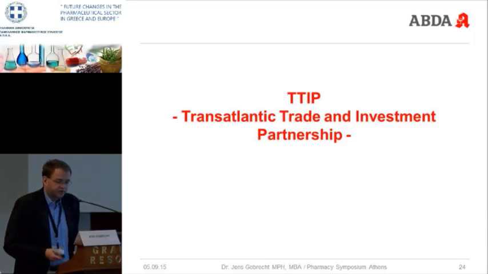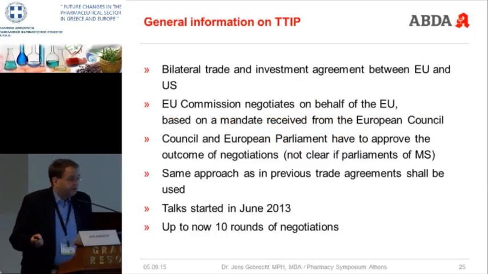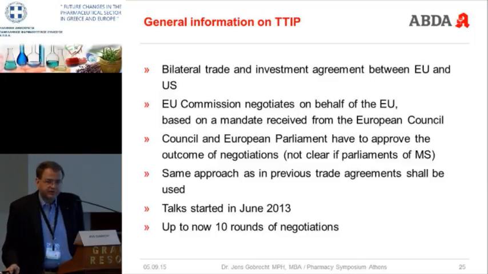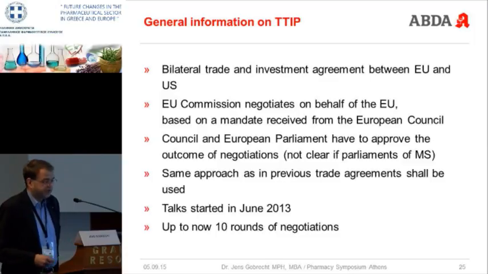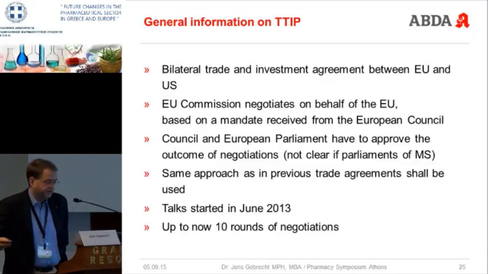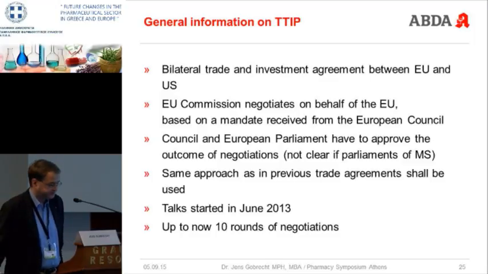So what is now TTIP, the Transatlantic Trade and Investment Partnership? It's a bilateral trade and investment agreement, not multilateral like the GATS, between the EU and the US. And the EU Commission negotiates on behalf of the EU, and this negotiation is based on a mandate received from the European Council.